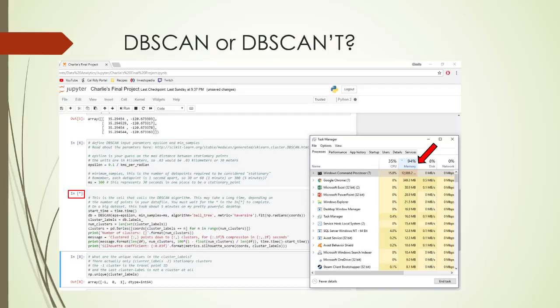And as you can see here in the task manager, it would take up almost 100% of my memory and over 12 gigabytes of working memory to boot. And it would end up crashing my computer most of the time. So I had to figure out a way to water down the data and make it easier.